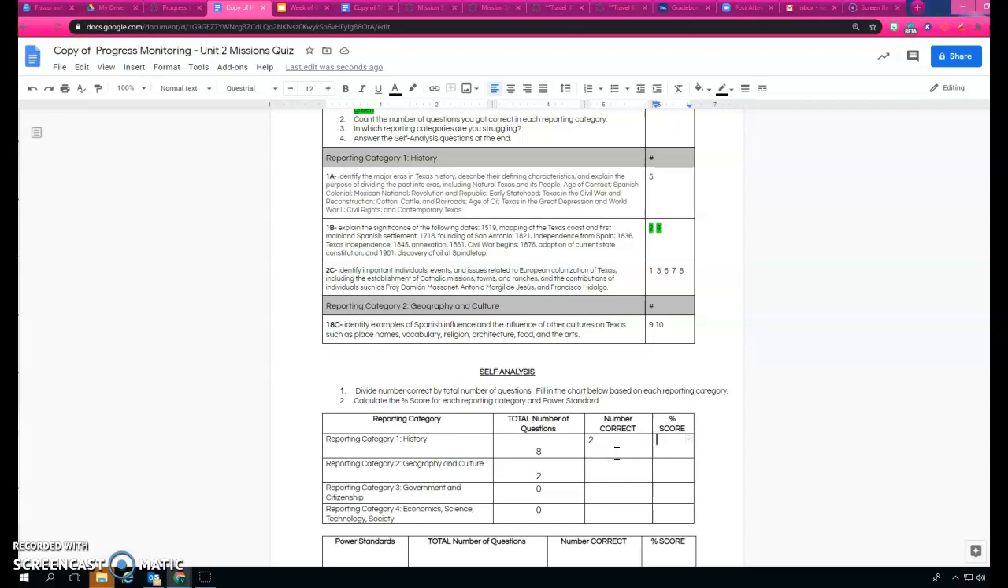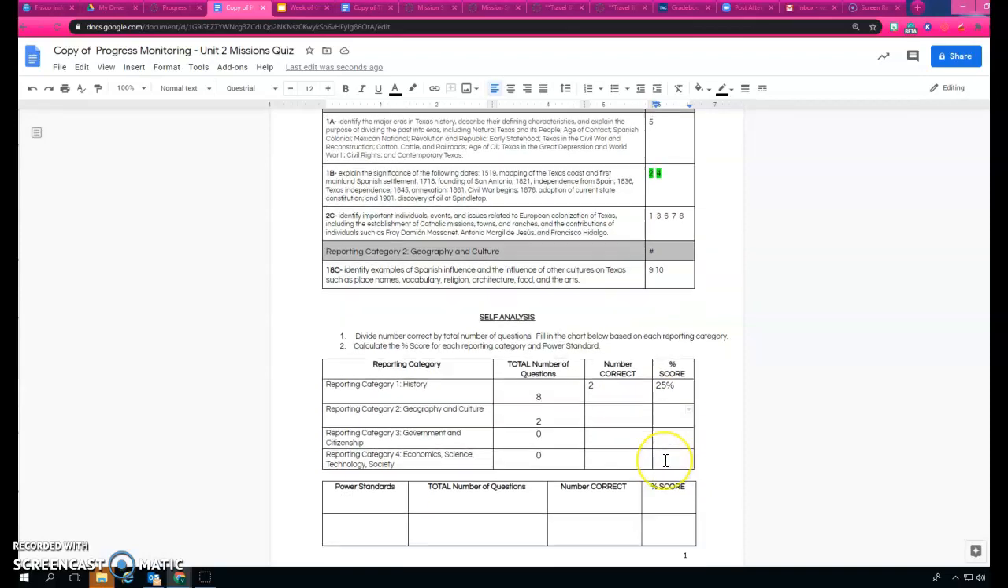Then I would divide the total correct by the total number of questions on the reporting category. As it says here, divide the total correct by the total number. So 2 divided by 8 is 0.25, and I know as a percentage, 0.25 translates to 25%. Okay? And then I would do the same thing down here for reporting category 2.